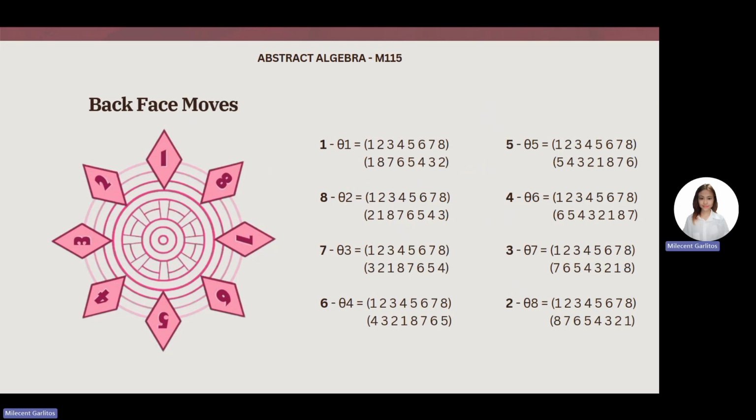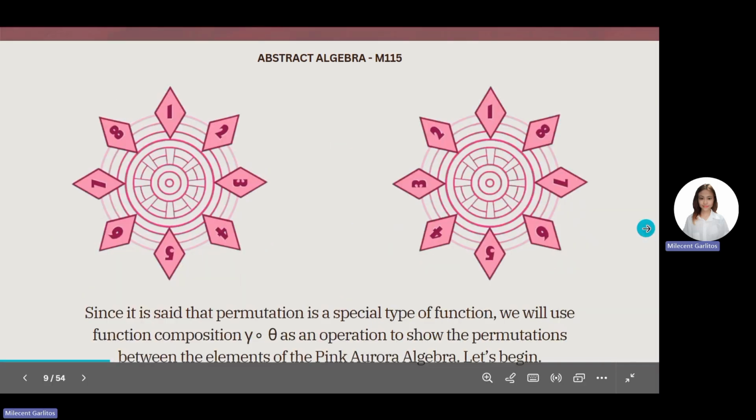So to easily understand this, a permutation is where an element is mapped uniquely to another element or itself, ensuring a one-to-one correspondence. So, to prove this in the context of the Pink Aurora algebra, we will take into consideration the fact that a permutation is a special type of function. Given that, we will use function composition as an operation to show how each element is mapped to another. Afterwards, standing as a function composition, we will consider properties to prove that indeed the Pink Aurora algebra is a permutation group. So that leads us to the operation that will happen now.